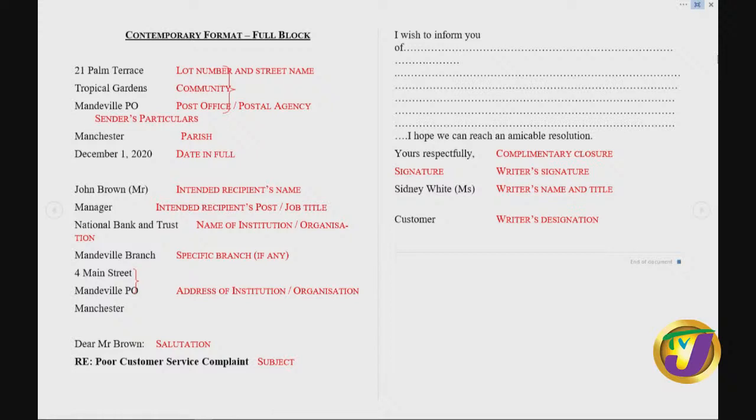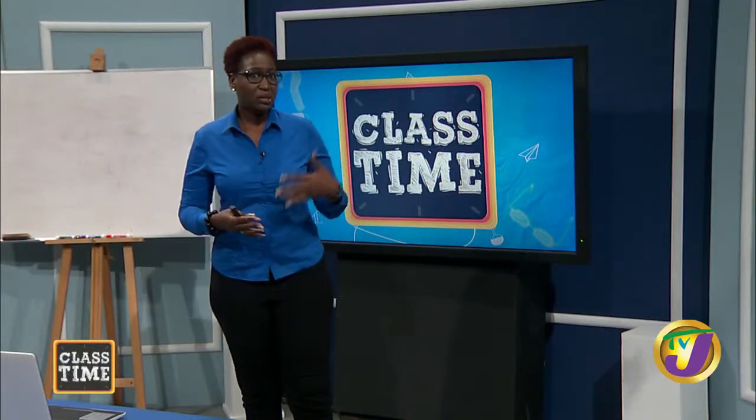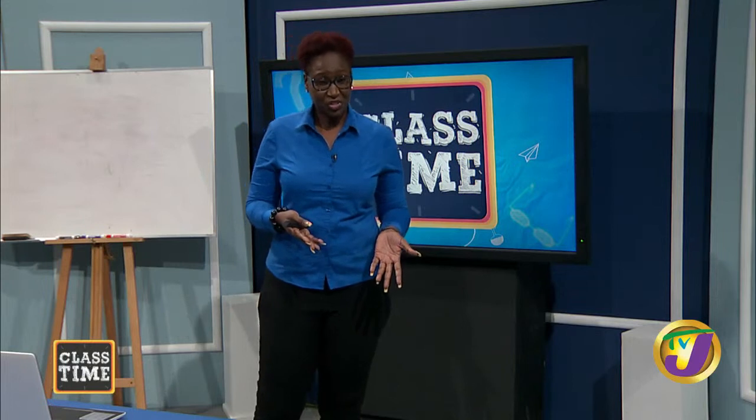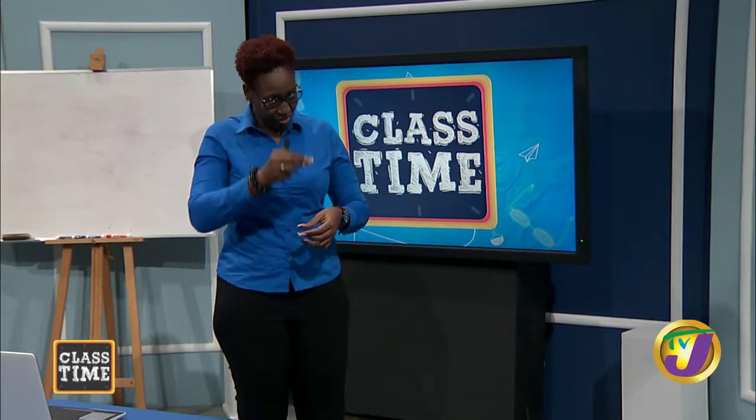So you have the sender's address first, then the date, then of course the name and designation of the intended recipient, their address, then the salutation, the subject of course, the body, and the complimentary close is also to the left side. So that one, as I said, is the more popular one. It's the most popular one actually, because as you can see, it's very easy to write. You just keep going down the page.